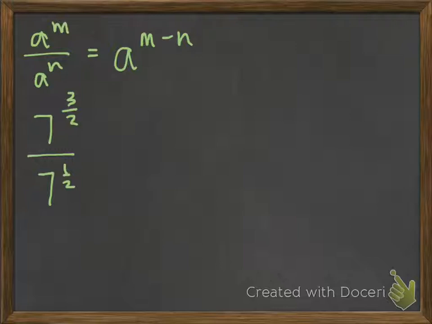So for the example here, I have 7 to the 3/2 power divided by 7 to the 1/2 power. So I keep my base of 7, and now I'm going to subtract my exponents, 3/2 minus 1/2. Just like in adding, in subtracting I need to have common denominators. And in this problem, I'm already set up with those common denominators.